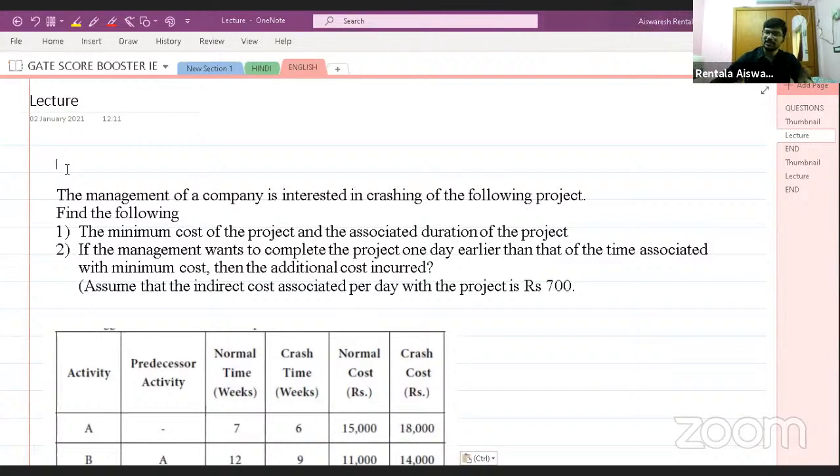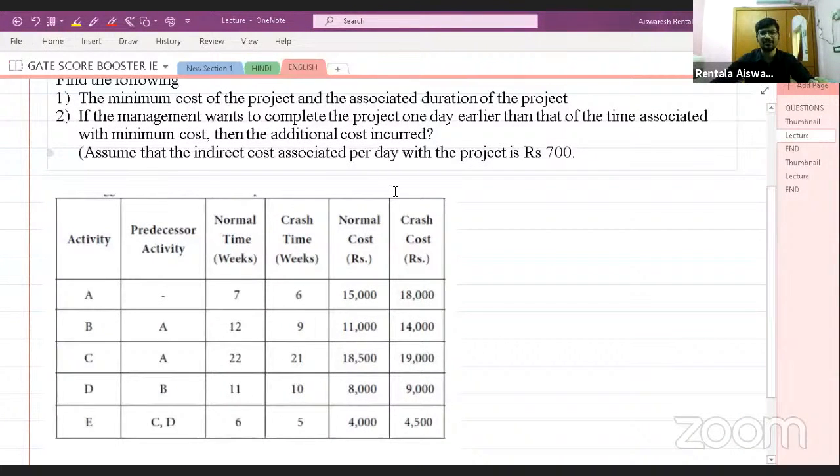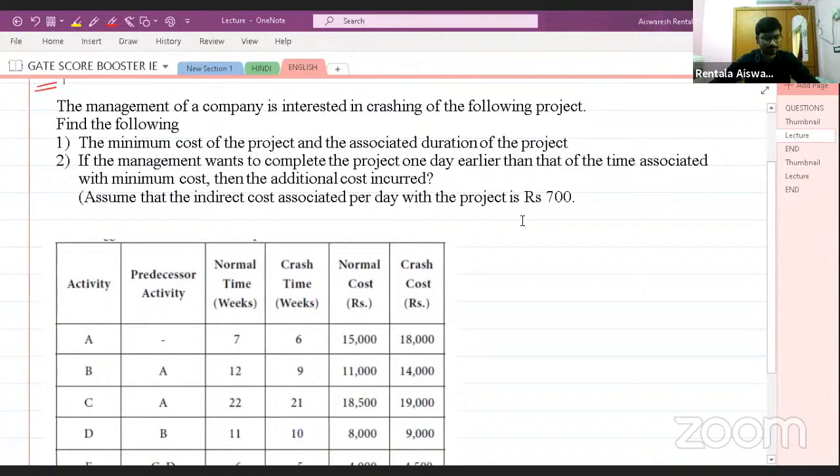So let us solve the first question, which is on the topic of project crashing. As I said, it is a conventional type question, so do not worry about the length of the question. Try to solve this question, and most of your concepts related to CPM will be revised. If you want me to scroll down, I'll scroll down. I'm just giving you a few seconds to look at the question and try to figure out what you have to find in this question.